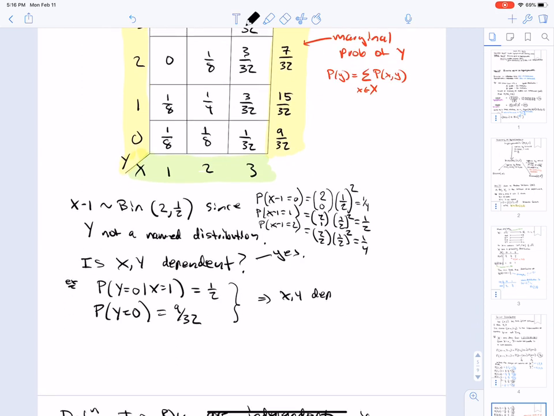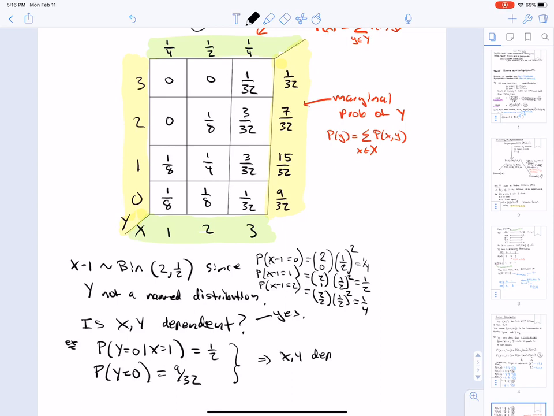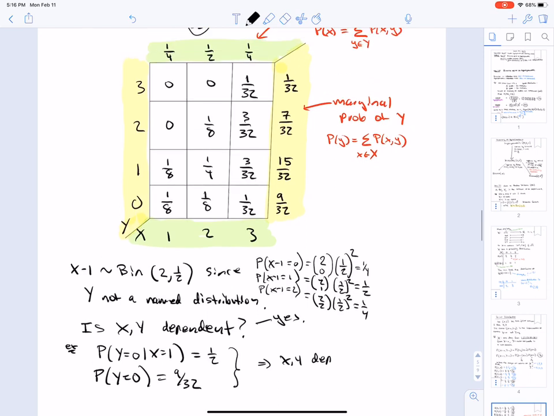Are x and y dependent? Well, intuitively they must be, because y is clearly dependent on x. The number of heads that you get depends on how many times you toss the coin. But you can see also that the conditional probability is not equal to the unconditional probability. The probability that y is 0 given x is 1 is a half, since the chance of getting a tails when you flip once is a half. And the probability y is equal to 0, that's a marginal probability that we can see is 9/32. So we have dependence here.